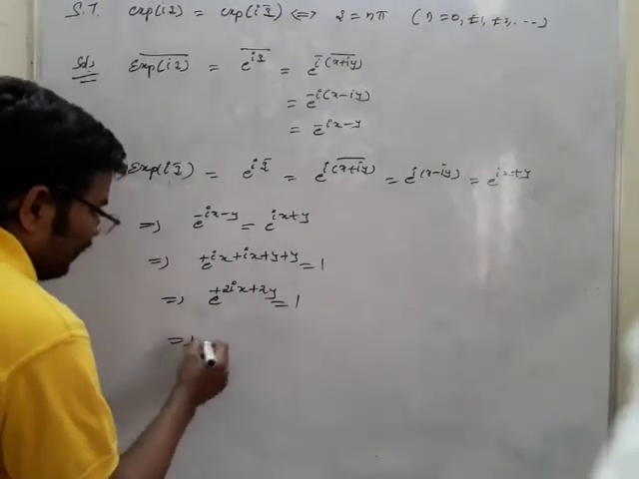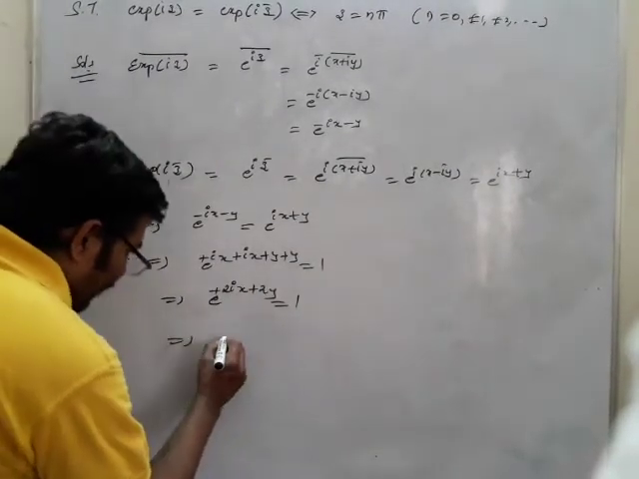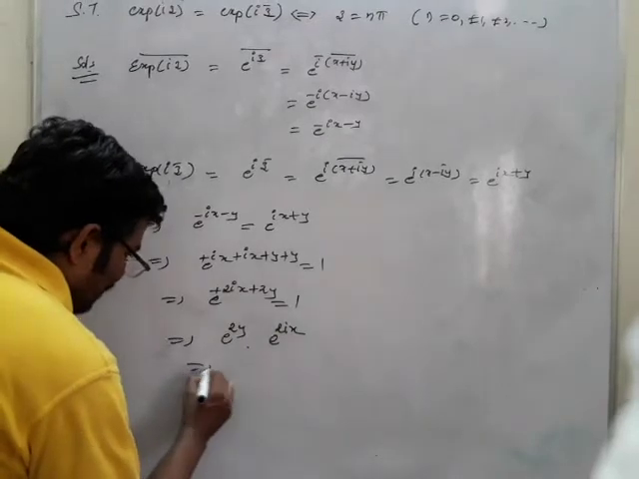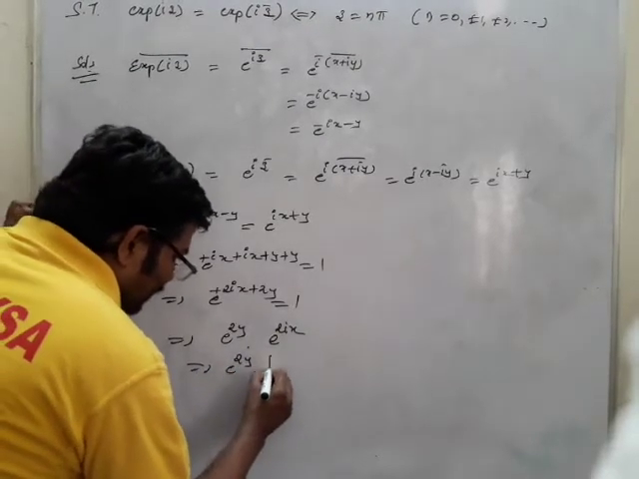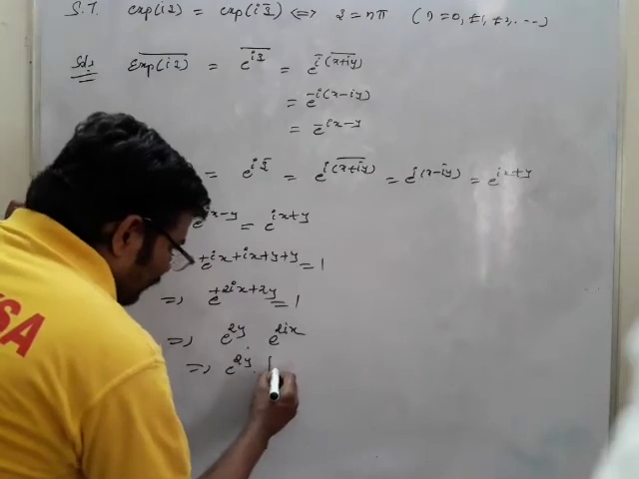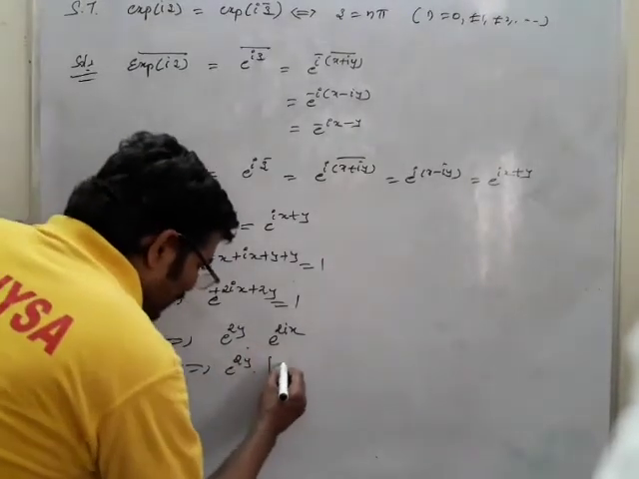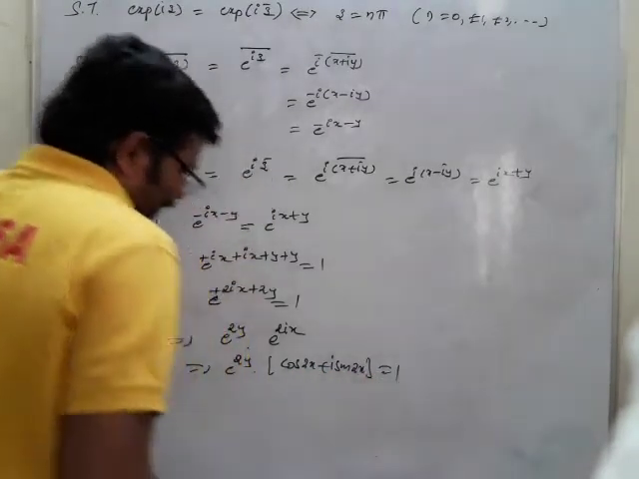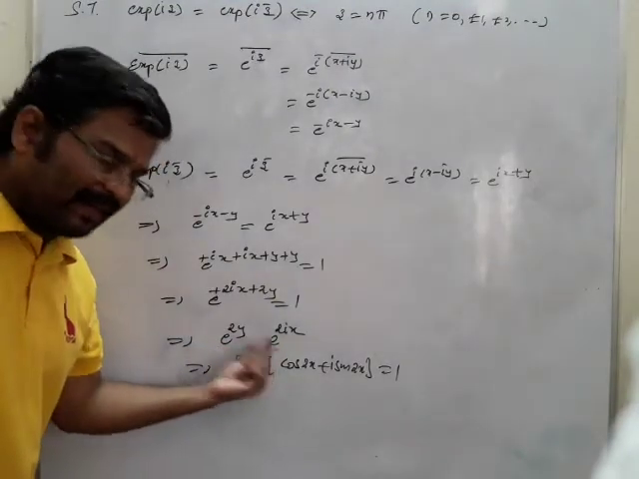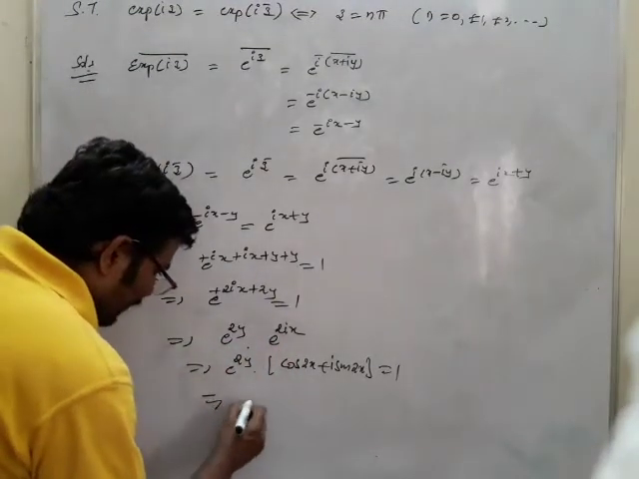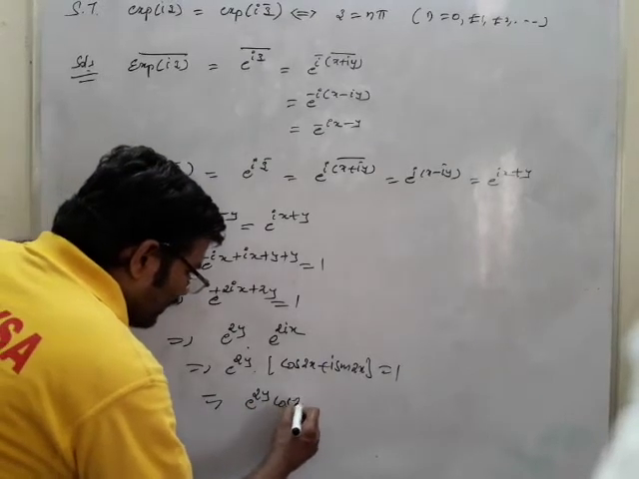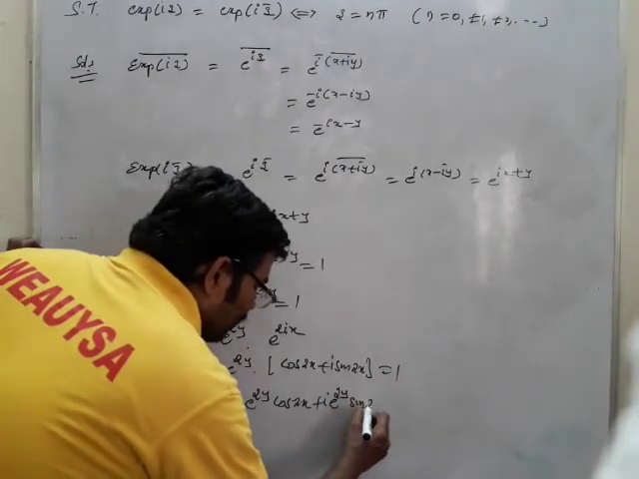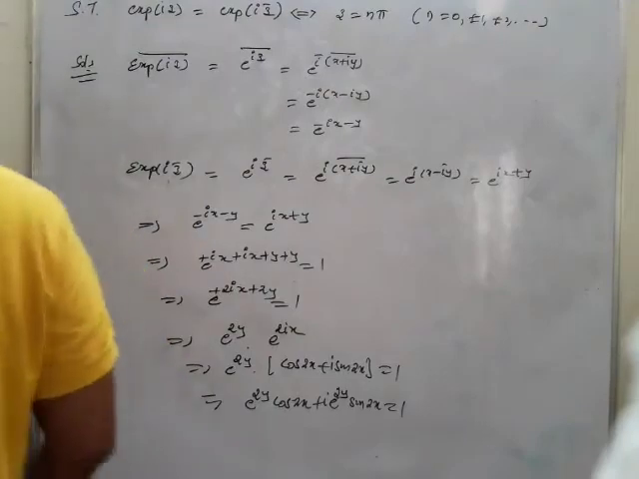Now this one is equal to e power 2y, I'll take it out, into e power 2ix. This is e power 2y into cos 2x plus i sin 2x is equal to 1. This is like the e power x into e power iy form. So I will multiply: e power 2y cos 2x plus e power 2y i into sin 2x is equal to 1. You got it like this.